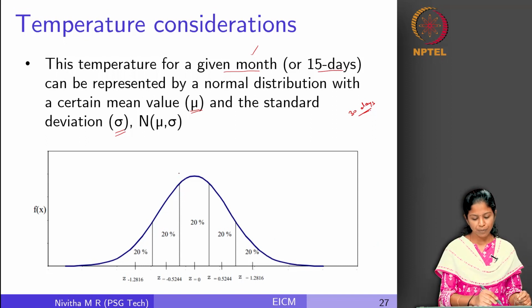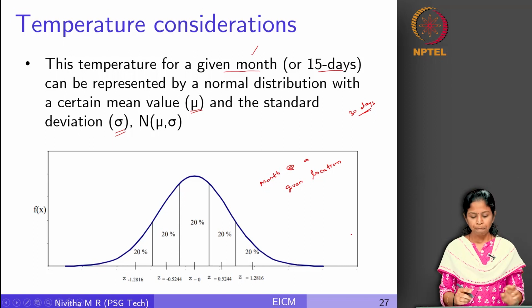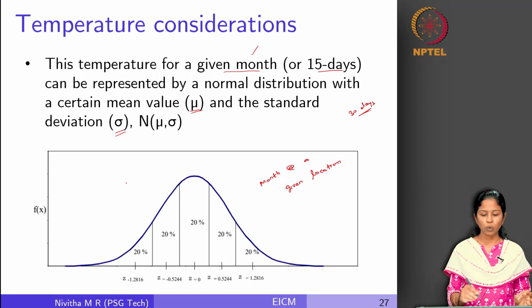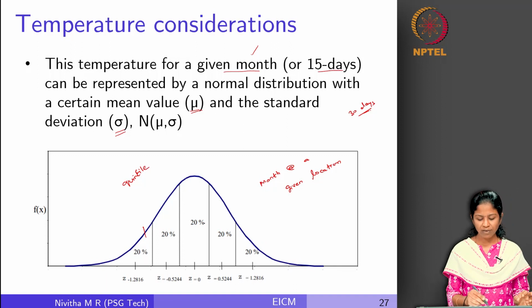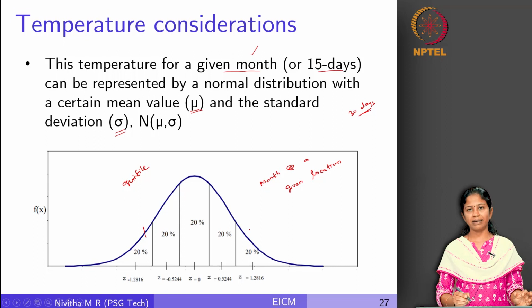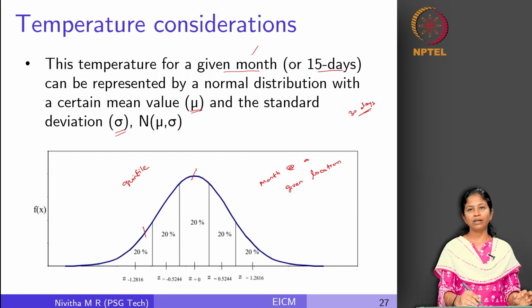So, this distribution of temperatures is for a month at a given location. Now, this temperature is divided into 5 quintiles, where each quintile takes into account 20% of the data. Once it is divided into 5 quintiles, the information from each quintile is taken into account for analysis.